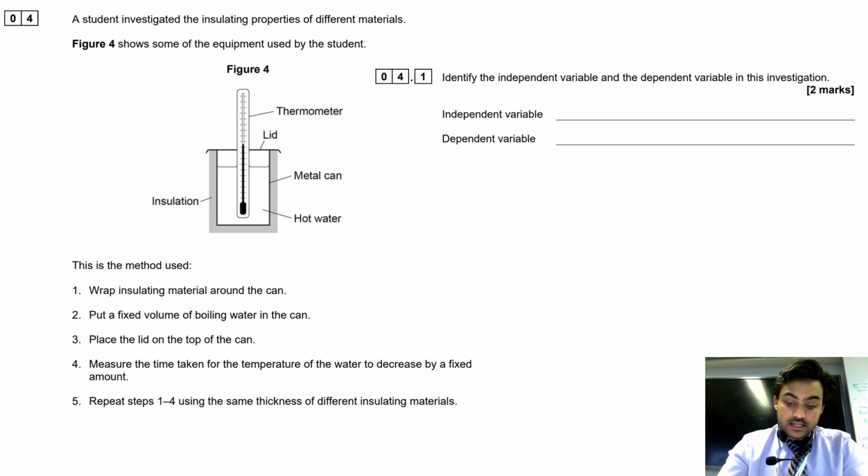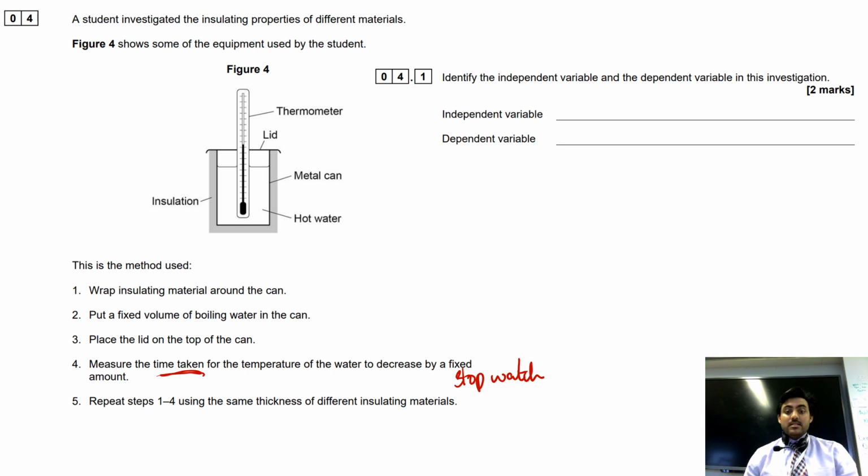Measure the time taken for the temperature to decrease by a fixed amount. What are they measuring here? They're measuring the time taken. Look at that. Measure the time taken for the temperature to decrease by a fixed amount. Are they measuring the temperature? No, they're measuring the time. So what are they going to have to use? Probably a stopwatch.